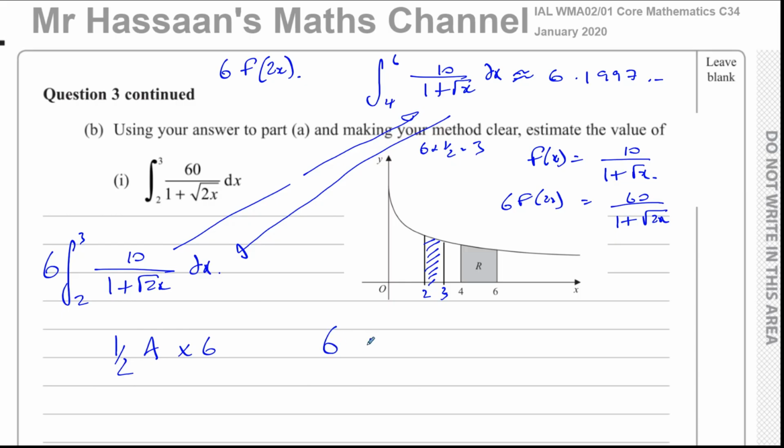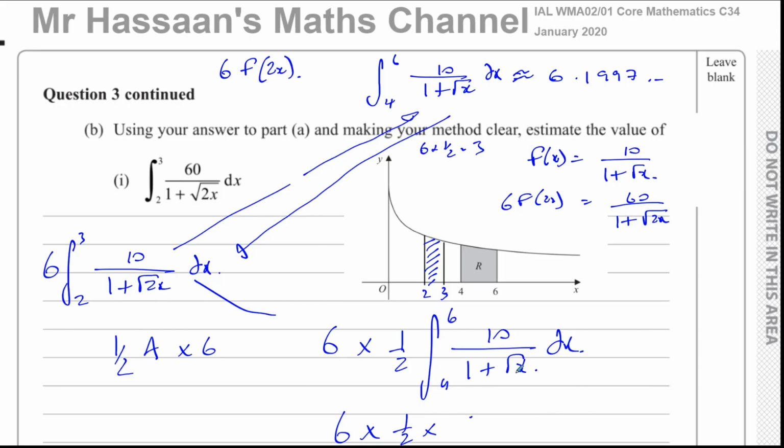Okay, so you can think of this as 6 times a half of, between 4 and 6, the area of 10 over 1 plus root x. So this is the same as that. Okay, so if you take a half out of here, then the limits are going to be doubled, and that's going to be root x. And that's what's going to give us the same area: half, 6 times a half times what we already have in the previous question, 6.1997, and that gives us our answer.